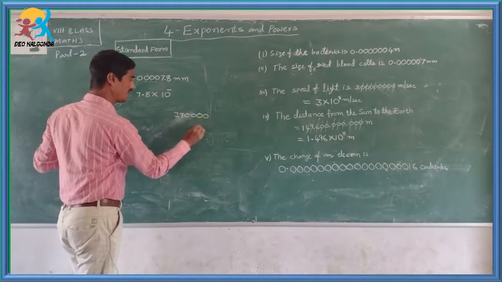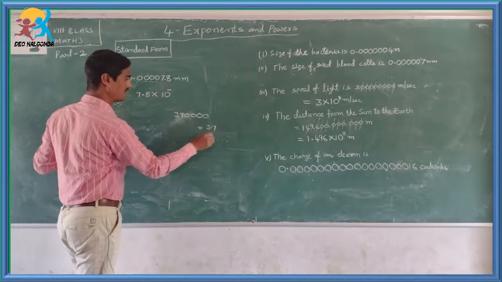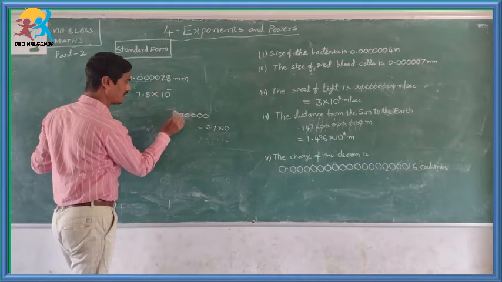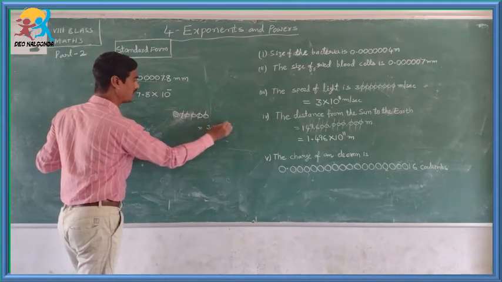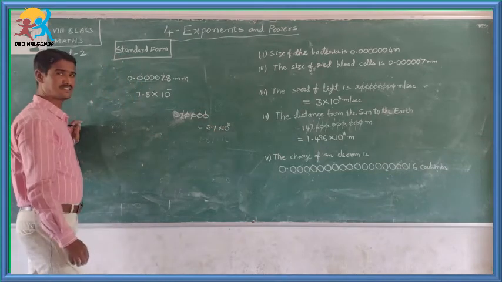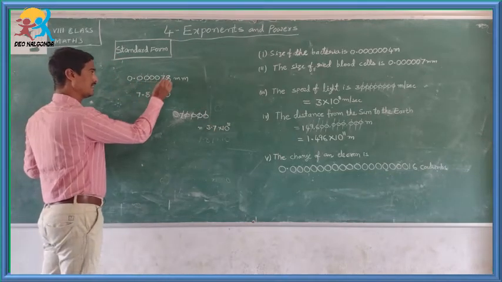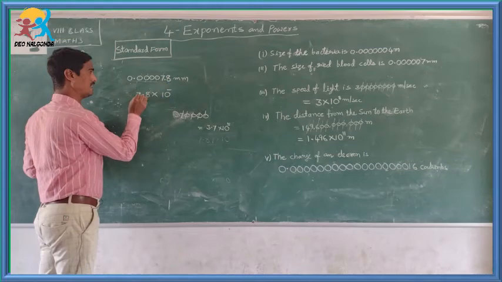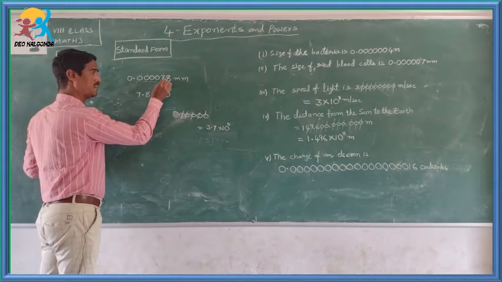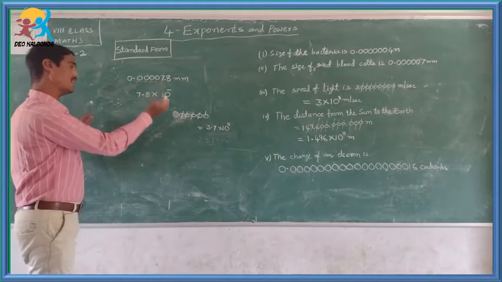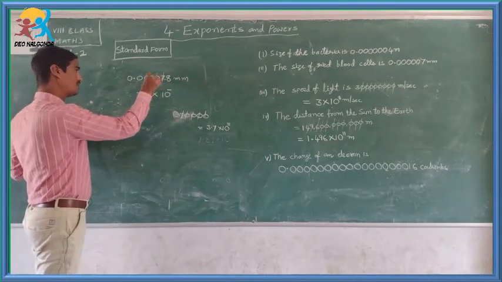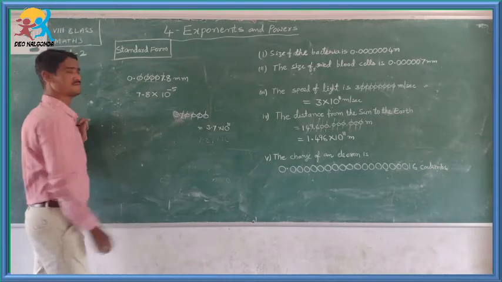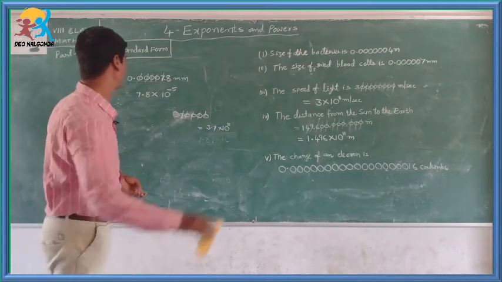0, 0, 0. How can we write here? 7.8 into 10 to the power of. Here the point, and leave this one. Remaining how many? 1, 2, 3, 4, 5. Earlier we took plus 5. In this, we have to take the first non-zero digit after the point. So from the point, count from right to left. 1, 2, 3, 4, 5. When you count right to left, we have to take the minus: 10 to the power of minus 5.